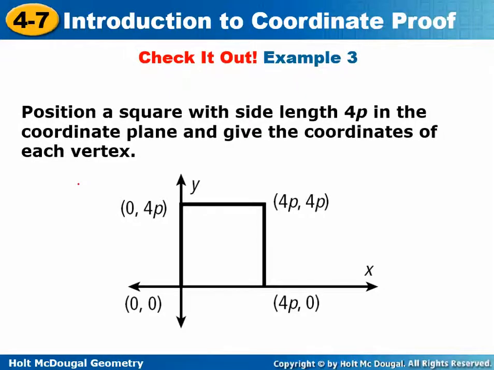So does yours look like this? You got your x and y axis, one of our points is (0, 0). One of our vertices would be over 4p on the x-axis and up 0. One of them would be 0 for x and 4p for y, and then the last one would be (4p, 4p). It's a square, so the x and y coordinates of that last vertex should be the same.